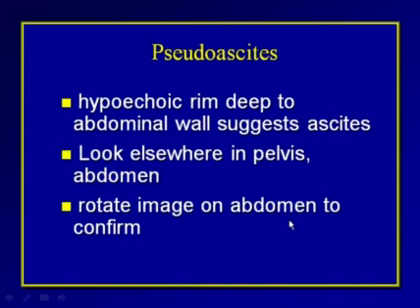The last case that I'm going to show is an example of pseudoascites. Pseudoascites is mistakenly identified when the hypoechoic rim along the abdominal wall is mistakenly thought to represent ascites. If that is the only place where you see the ascites, you should think to yourself, maybe it's not real, and start looking other places. It's particularly easy to see ascites in the fetal pelvis down by the bladder.